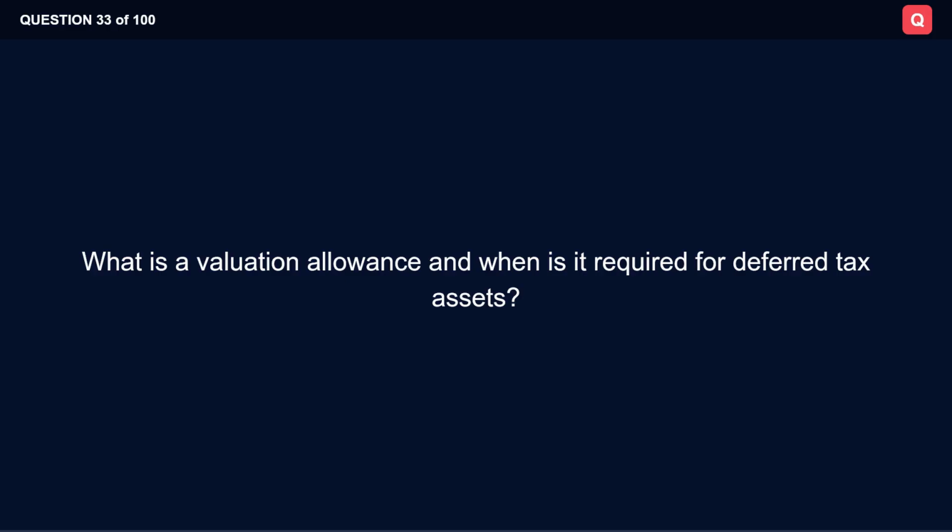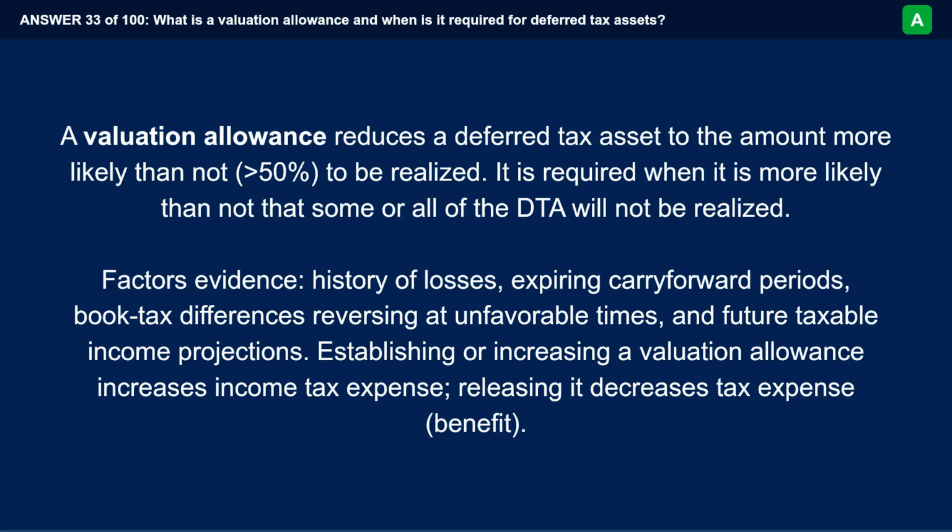What is a valuation allowance, and when is it required for deferred tax assets? A valuation allowance reduces a deferred tax asset to the amount more likely than not, 50%, to be realized. It is required when it is more likely than not that some or all of the DTA will not be realized. Factors and evidence: history of losses, expiring carry-forward periods, book-tax differences reversing at unfavorable times, and future taxable income projections. Establishing or increasing a valuation allowance increases income tax expense. Releasing it decreases tax expense, a benefit.